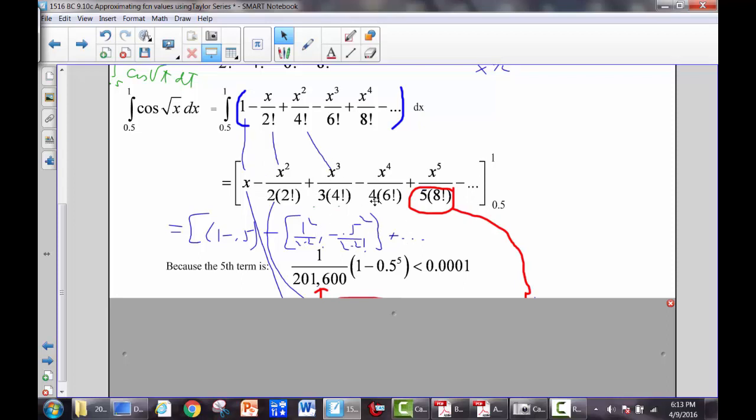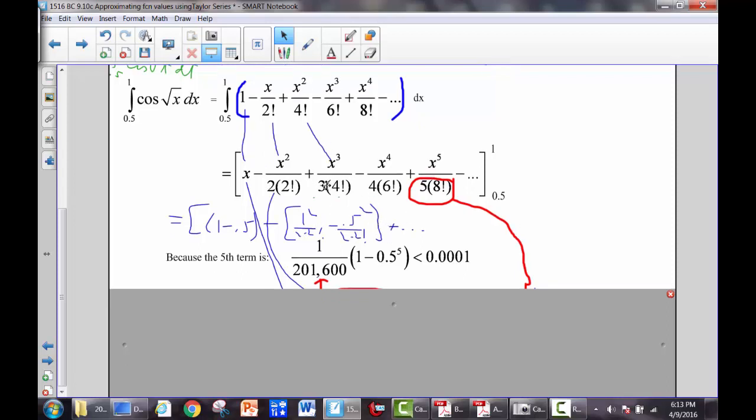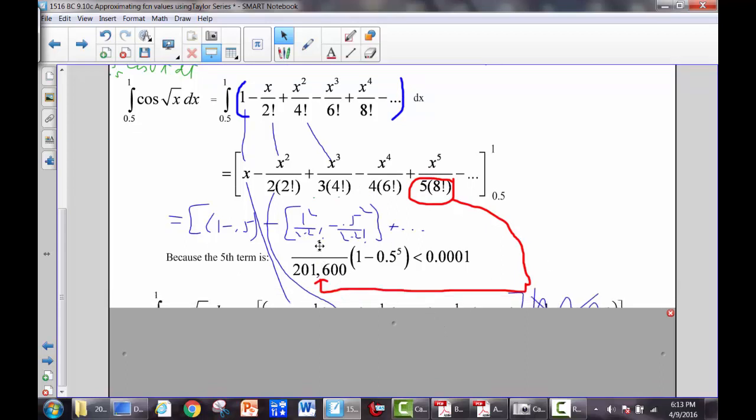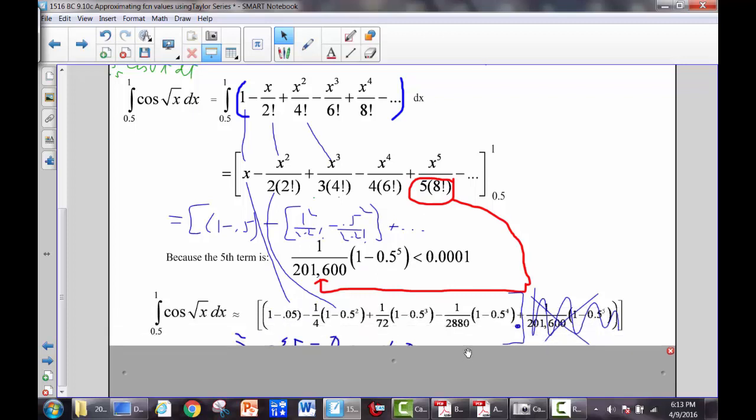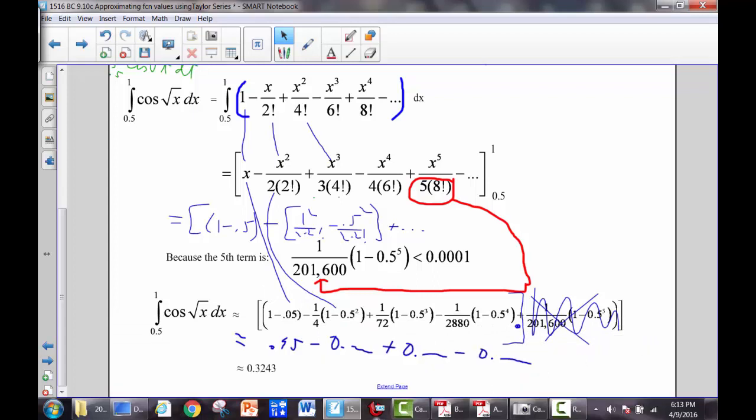And then plus, and then I take this term from 0.5 to 1, because you can't do all of them, because you don't know how many to do. Turns out that the fifth term, which is 1 over 2,000, this one right here, 5 times 8 factorial, and when I go from 0.5 to 1, I'll have 1 to the fifth minus 0.5 to the fifth. Turns out that that is less than 0.001. So I'm not going to use the fifth term. I'm going to use the first 4 terms. And when I use the first 4 terms, and actually evaluate that, I will end up with 0.3243.